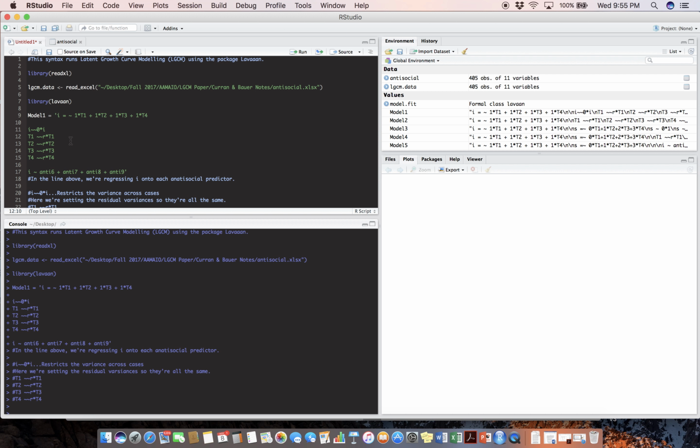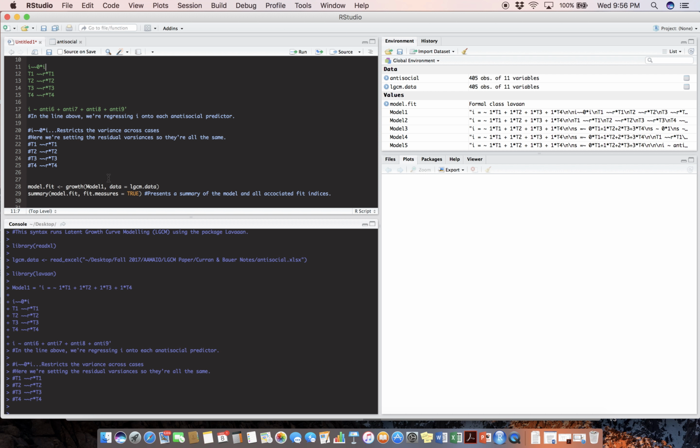And then we are using this bit of code here. We are then constraining the intercept variances to 0. And then we are restricting our residual variances. Our residuals are forced to be the same, and we do this by multiplying each residual times itself. And then we're going to regress the I component, our latent intercept, onto each of our antisocial predictors.